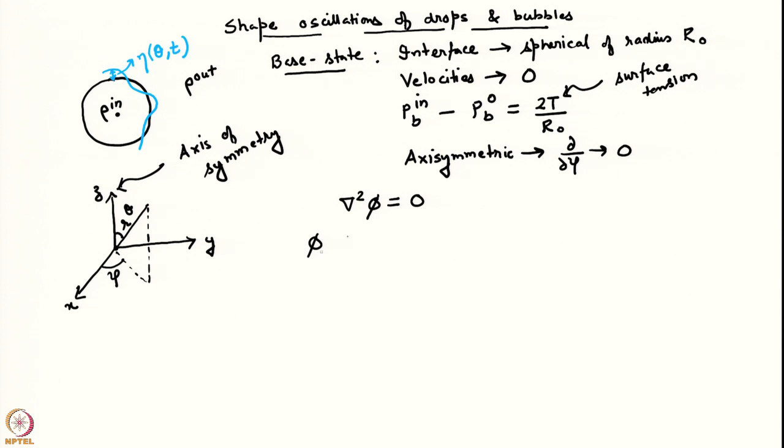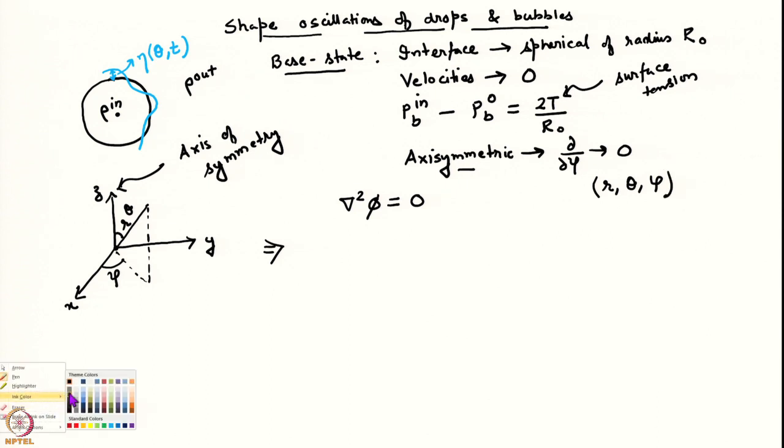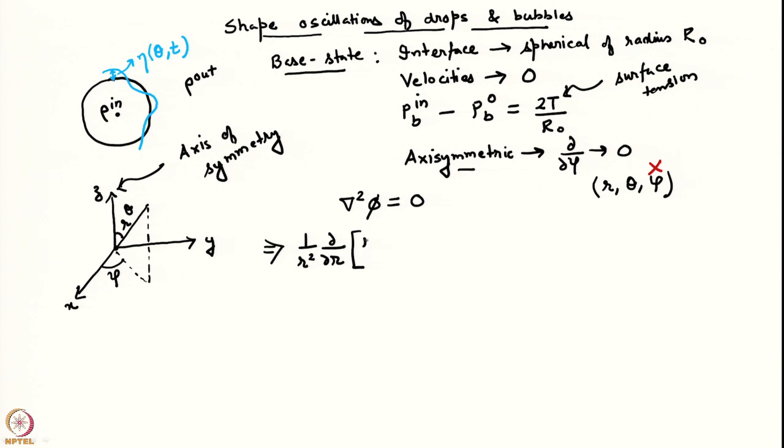So the Laplacian operator in axisymmetric spherical coordinates. My coordinate system is r, theta and psi, and this variable psi is not there because of the axisymmetric approximation. So the Laplacian operator just becomes 1 by r square. This formula you can look up in any book on transport phenomena.